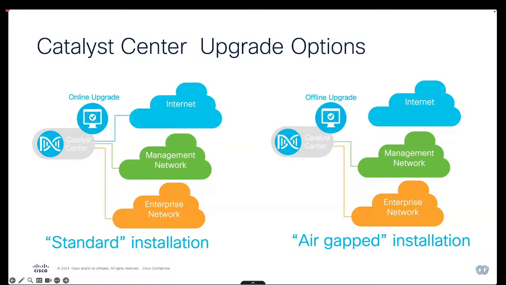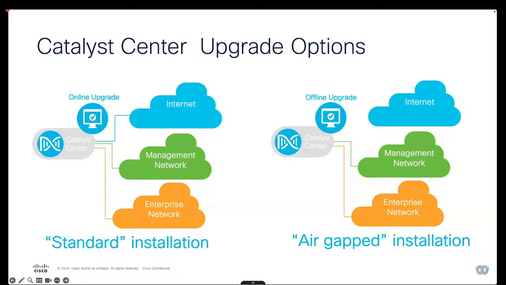Or you can go through the offline air gap upgrade. It will require you to get assistance from TAC, so you will need to open a TAC case. It's the only option for appliances that are isolated from the internet. So, air gapping is the security measure that will isolate the system from external networks, including the internet, and it will give you extra protection from cyber threats.